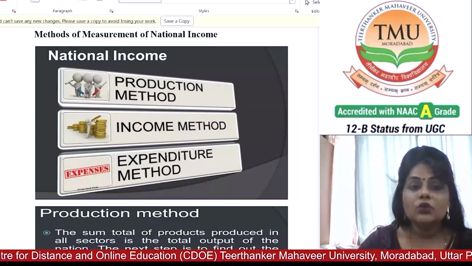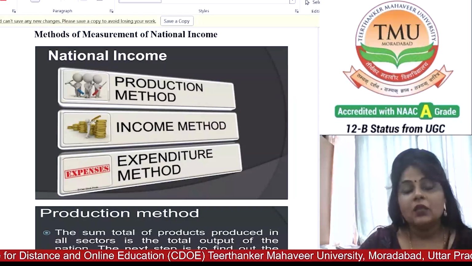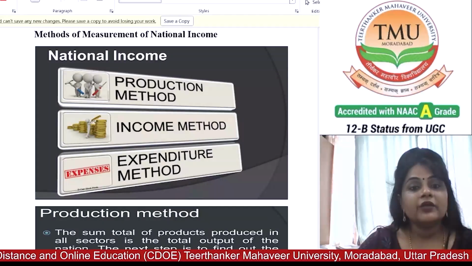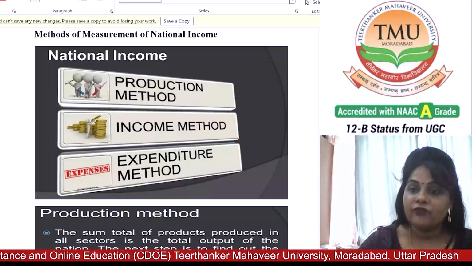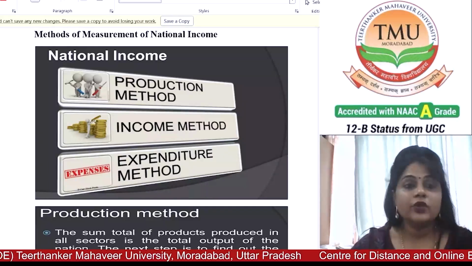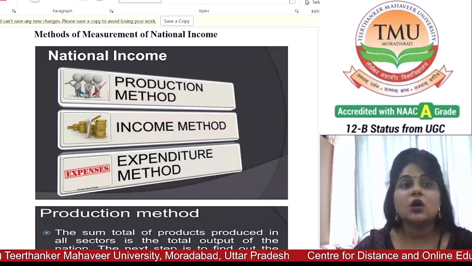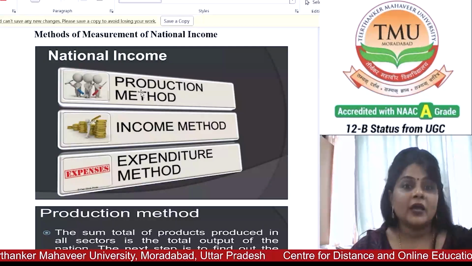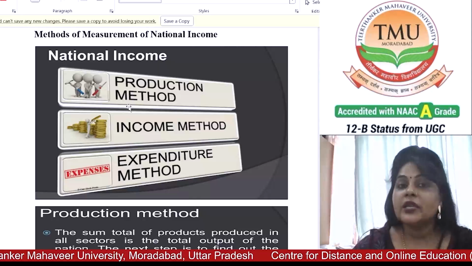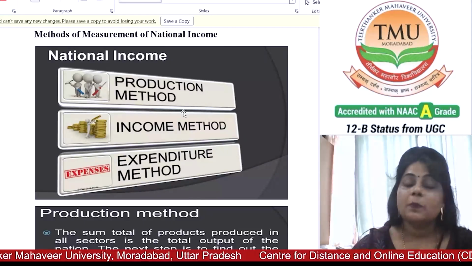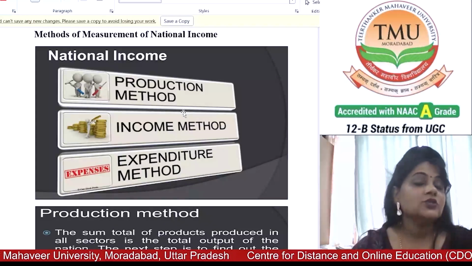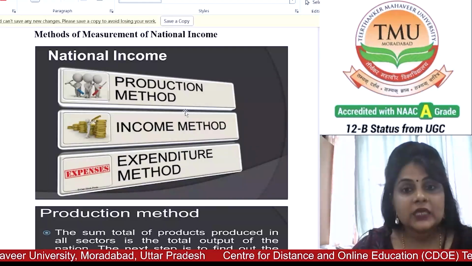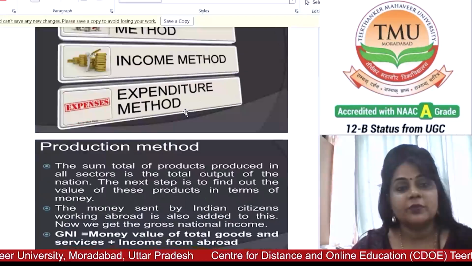income. It includes payment made to all resources in the form of wages, rent, interest, and profit. Now, in this video, we also discuss the methods of measurement of national income. There are three methods used to measure national income: the product method, income method, and expenditure method. The product method is also called the value added method or production method.